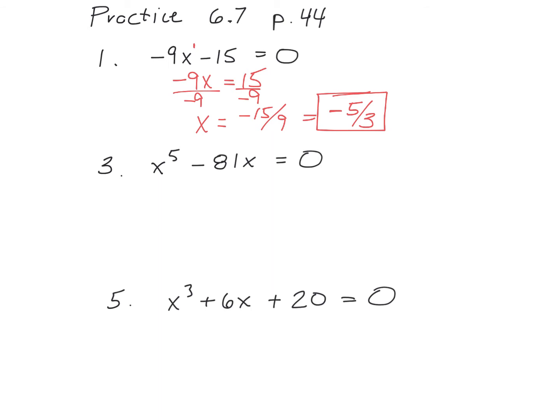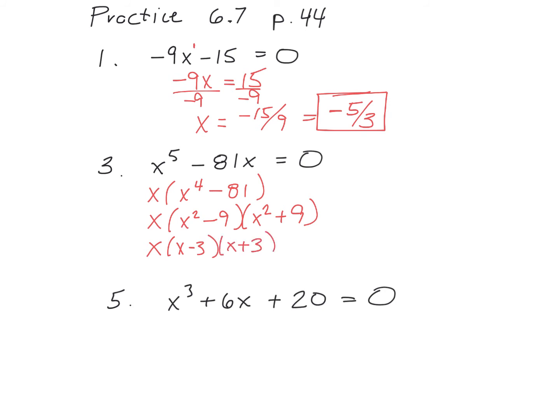Number 3, using my factoring techniques, I could take an x out, which would leave me with x to the 4th minus 81. And then I realize that this is a difference of squares. So I'd have x squared minus 9 and x squared plus 9. And then the x squared minus 9 is also a difference of squares. And the x squared plus 9, I realize I cannot factor that.